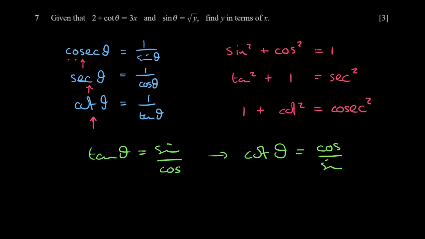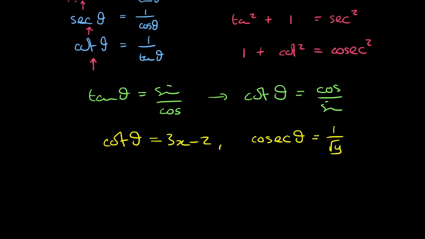We know from the question that cot theta will be equal to 3x minus 2, and sine theta will be equal to root y. So that means that cosec theta, which is 1 divided by sine theta, will be equal to 1 divided by root y. Okay, so if we know those things, then we just need to substitute them into this equation here.